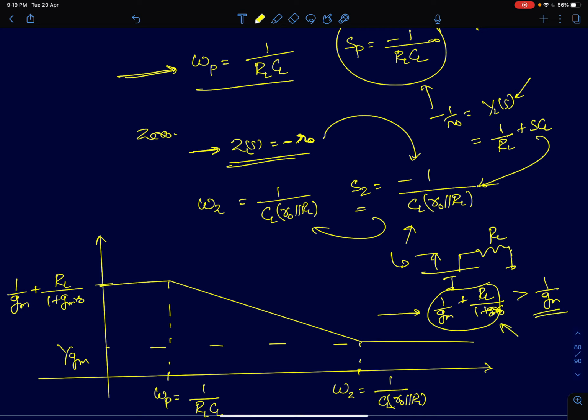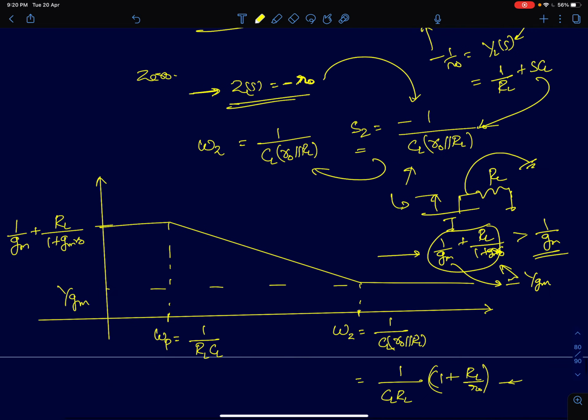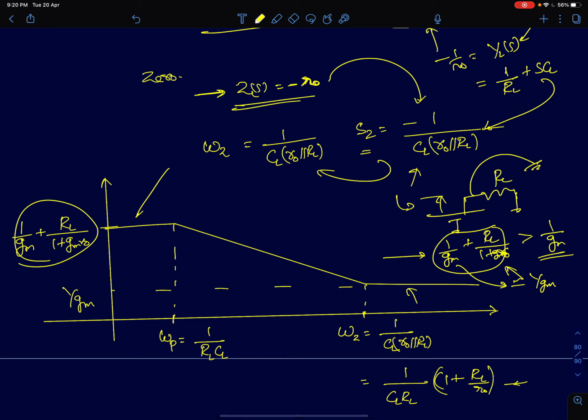At very high frequencies, when the capacitance completely shorts out the drain terminal, you will have an impedance of just 1 by GM parallel R naught, which is approximately equal to 1 by GM itself. So that's what I have shown in this graph. You start from this value, which is 1 by GM plus RL by 1 plus GM R naught, and eventually you reach 1 by GM. So it goes from a higher value to a lower value.